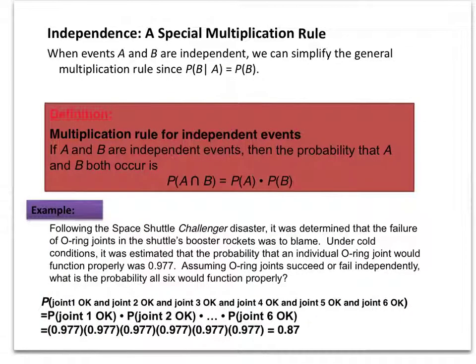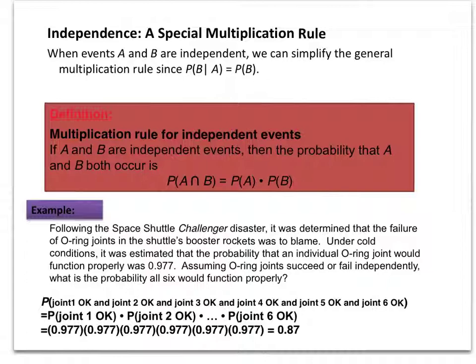The idea of independence sets up a special multiplication rule that allows us to find the probability of independent events by simply multiplying the probabilities together. An example of this was the Space Shuttle Challenger, which, if you remember, blew up because of some failure of O-ring joints. NASA determined that the probability that an individual O-ring joint would function properly was 0.977, so a pretty high percentage that it would actually work properly.